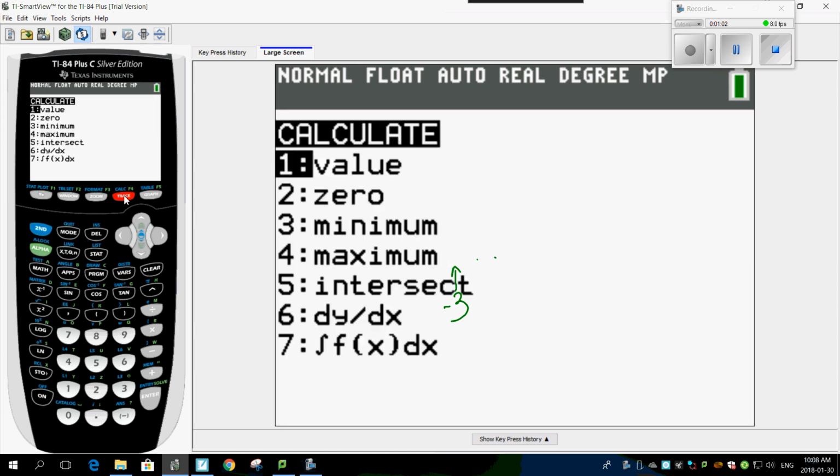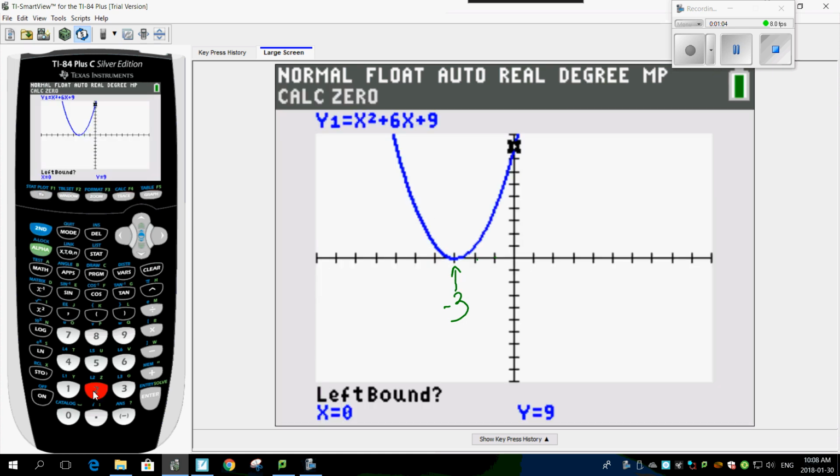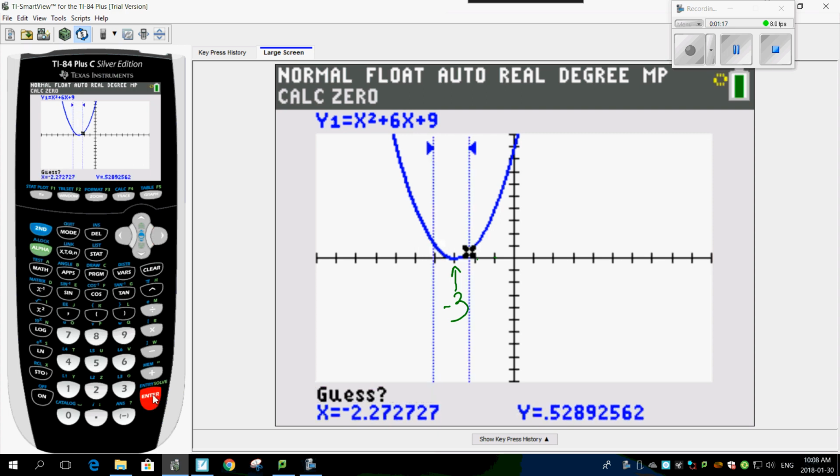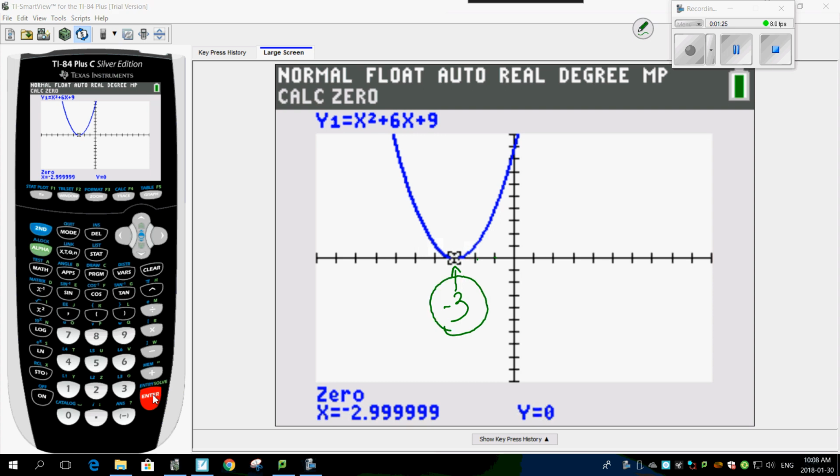Second calc, let's find our 0. Left bound, here we go. Whee, all the way down here to the left side. And I think you're getting pretty good at this by now. Enter. Go over to the right side and enter, and of course guess, and sure enough, it's at -2.9999999. Yeah, -3. Okay, so our solution here is -3. That's quite interesting to see.